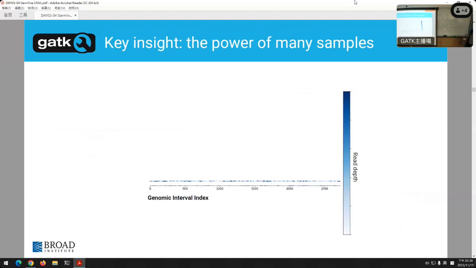So in this plot, we have the genomic interval position on the x-axis, and then we have a single sample, and the read depth is encoded by the intensity of blue color. So we can see that there is a lot of variation in the read depth across the genome for this sample, but we can't really tell where that variation indicates a change in the underlying copy number and where it's just noise.